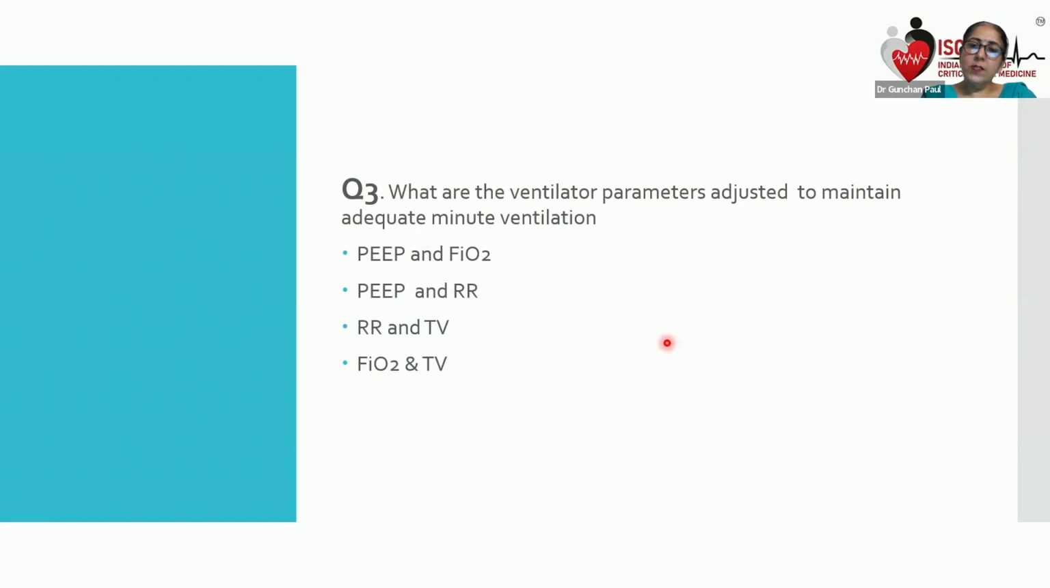This is not difficult. I've just talked about it: when we want to maintain an adequate minute ventilation, it is the amount of gas exchanged in 1 minute. So what factors will I need to adjust to maintain an adequate ventilation? Minute ventilation means amount of gas exchanged in 1 minute. So in 1 minute, each breath is the tidal volume, and the number of times is the respiratory rate. So tidal volume and respiratory rate are adjusted to maintain minute ventilation.